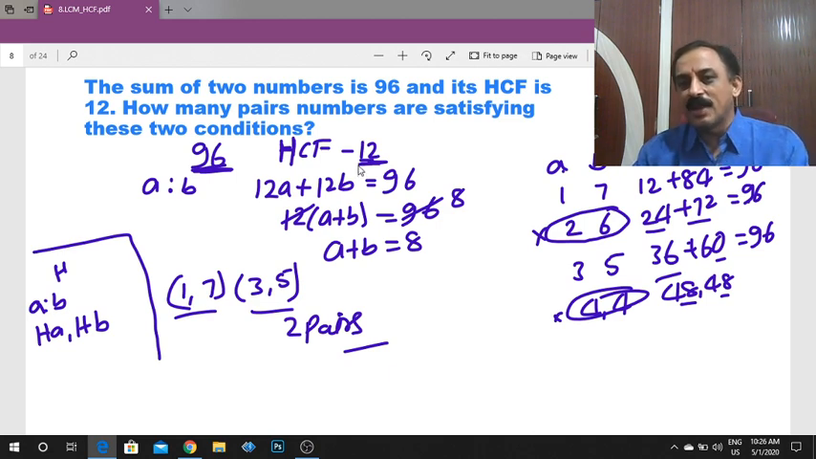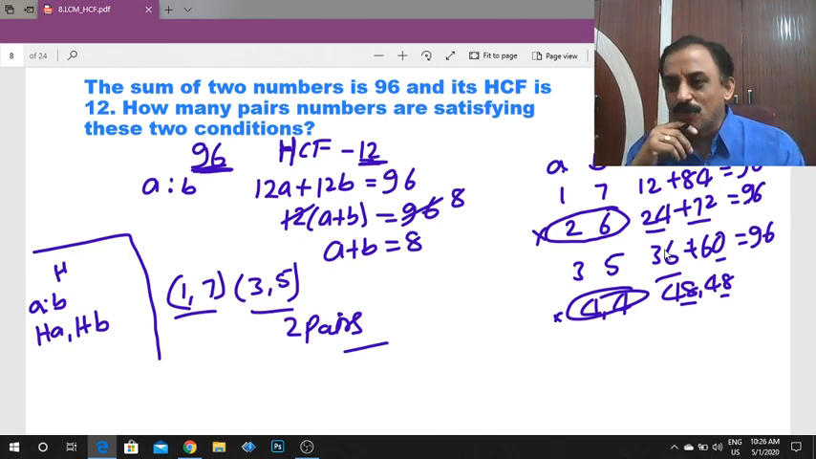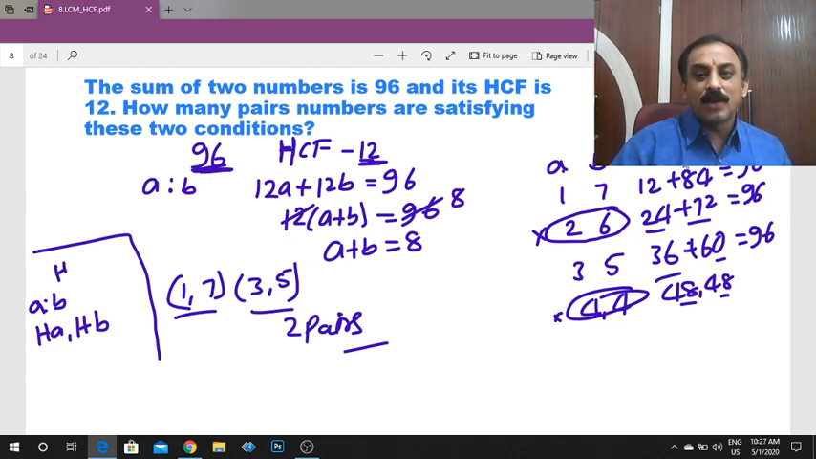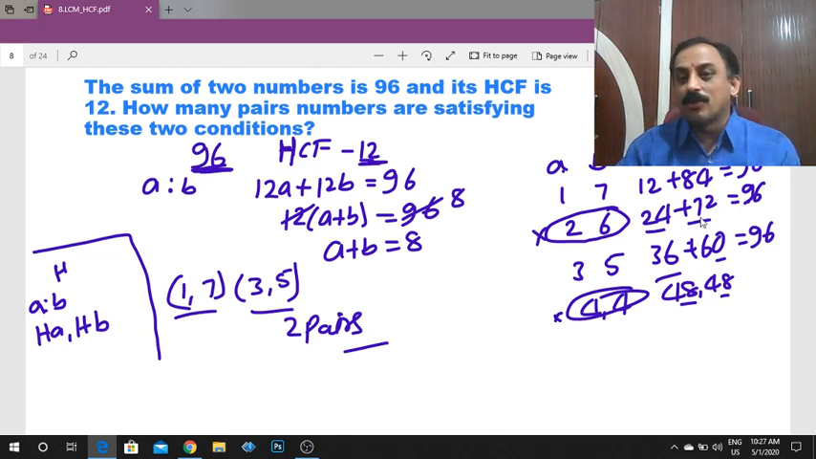Why is its HCF not 12? What is the meaning of HCF? Highest common factor. 24 is the HCF of 24 and 72, because 24 is divisible by 24 and 72 is also divisible by 24. So if you take A value 2, B value 6, then its sum is 96, but its HCF is not 12. Its HCF is 24.